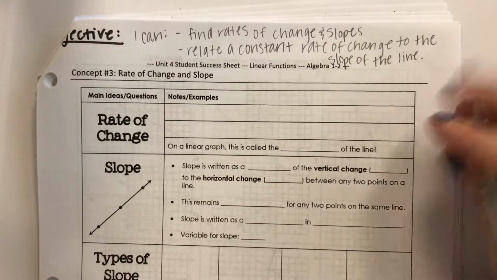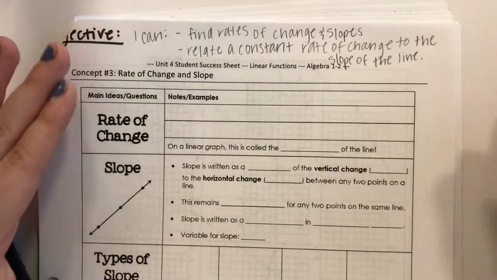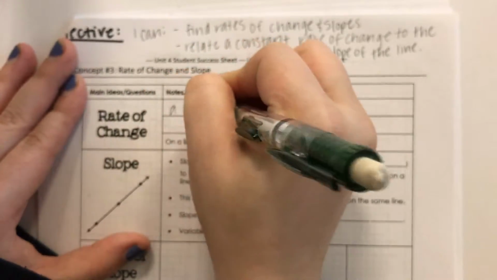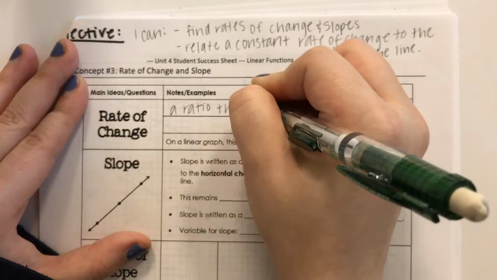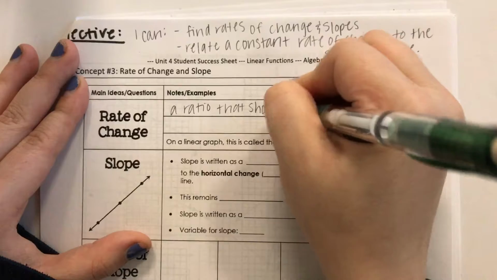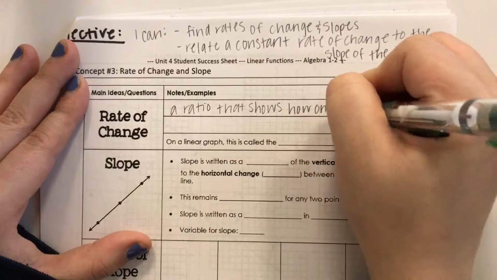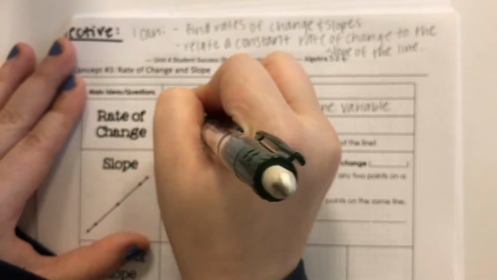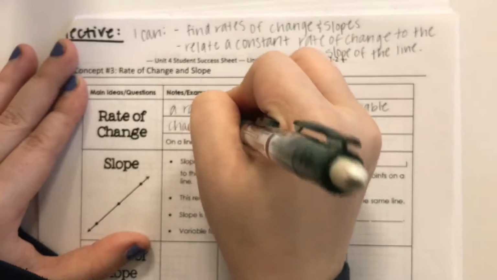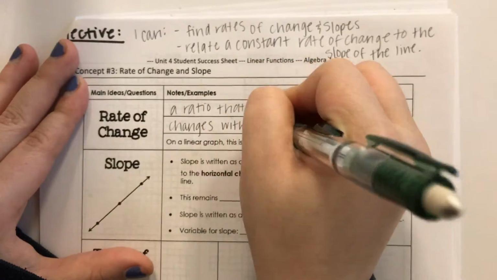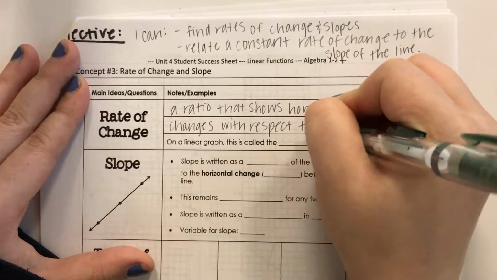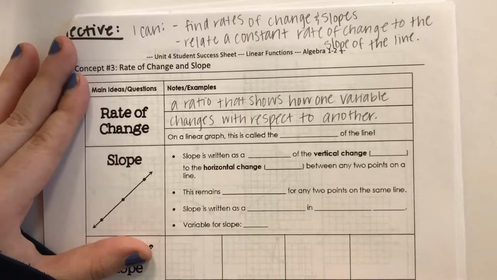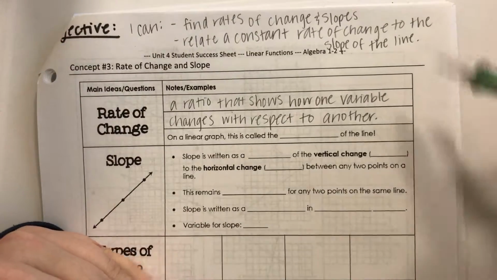Okay, so what is rate of change? Well, rate of change is a ratio that shows how one variable changes with respect to another. So this is saying as x goes up by 3, y goes up by 2, or something like that. Basically, it's saying it's a ratio.